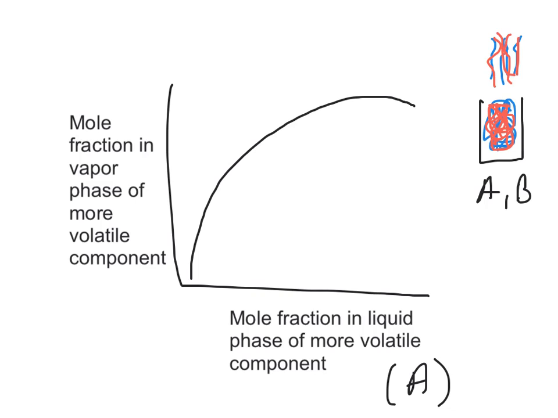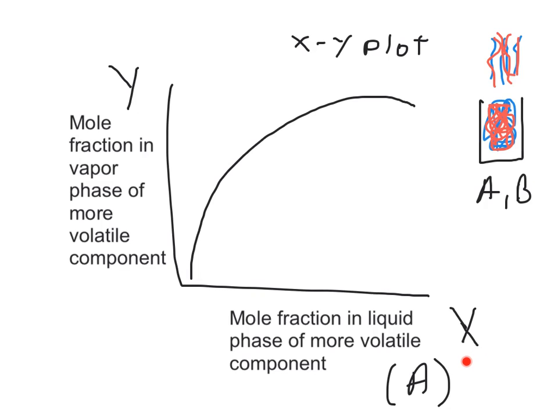So let me just further write something down. This is oftentimes referred to as X, and this is often referred to as Y. When we make this kind of plot, it's called an XY plot. And X is simply the mole fraction in the liquid phase. Y is the mole fraction in the vapor or gas phase. And so that's why we call it the XY plot.